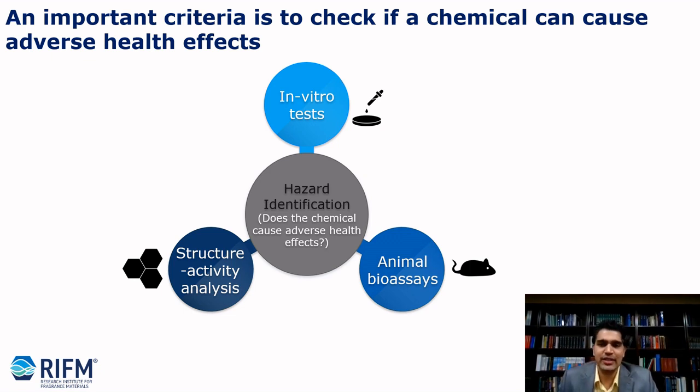Or we can also use in silico models, like, for example, QSAR toolbox, ToxTree, just to give a few examples. And that may assist in identifying hazard. So overall, there can be different ways that help us to identify the hazard. Now, this is the hazard part.